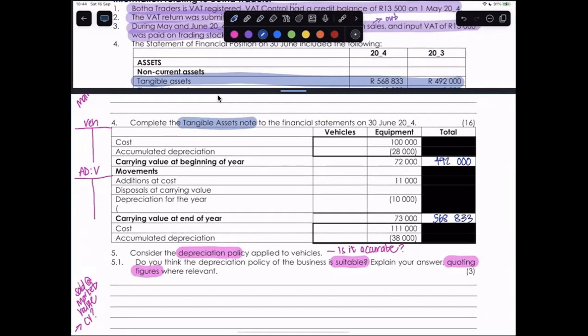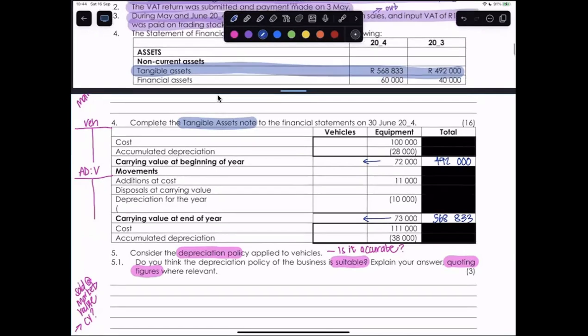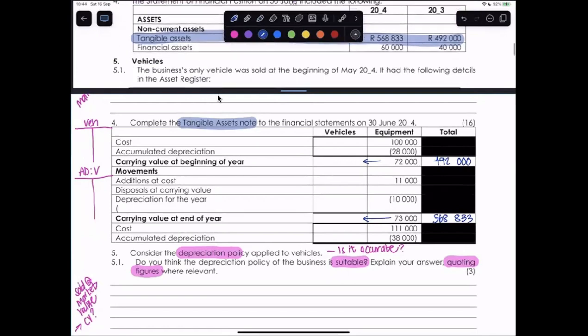568,833. And then hopefully you can see that you can very easily simply work backwards to actually get the carrying values for vehicles at the beginning and end. Although you could do it now, I normally like to leave all my adding and calculations to the end. I first want to use all the information so that if I pick something up along the way that would change it, I don't need to recalculate. Financial assets I don't actually need for this question. It's simply been entered there just to check, do you understand the difference between financial and tangible assets?